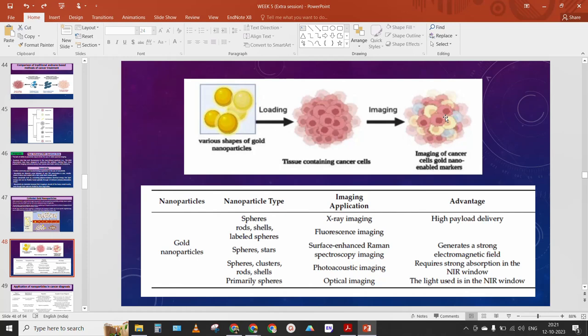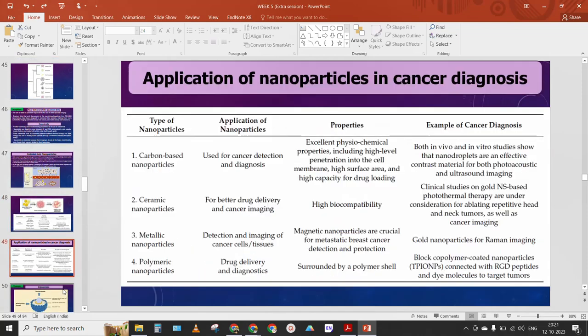Confirming the tumor cells are present at that particular organ or organ sites. Then the application of nanoparticles in cancer diagnosis. We have carbon-based nanoparticles, ceramic nanoparticles, metal nanoparticles, and polymeric nanoparticles with applications in cancer diagnosis and detection, better drug delivery and cancer imaging, detection and imaging of cancer cells in tissue, and drug delivery and diagnosis. Their properties and examples of cancer diagnosis.